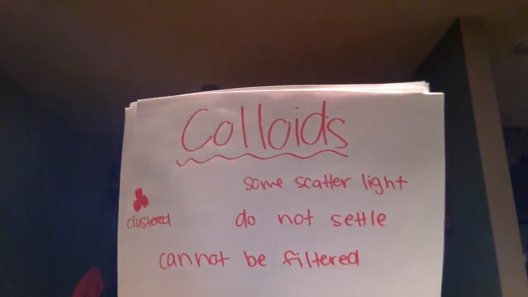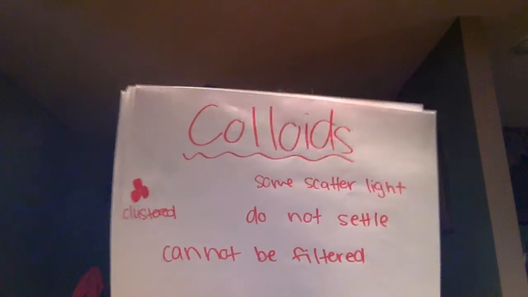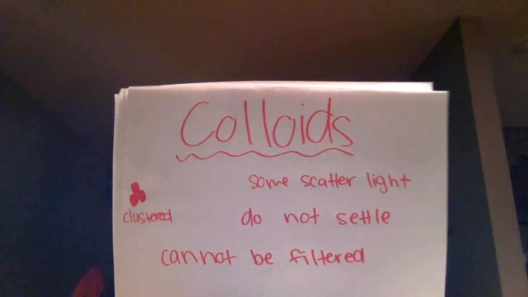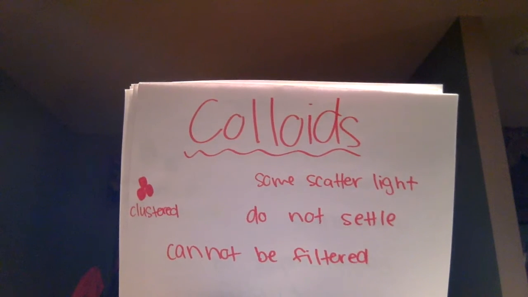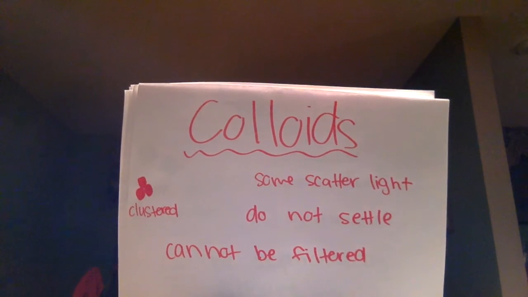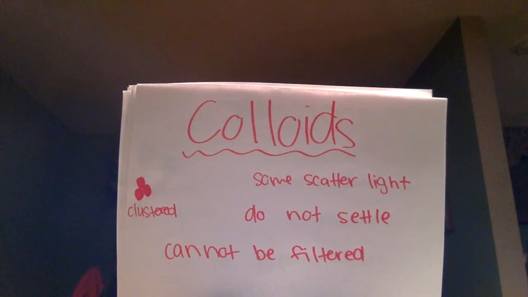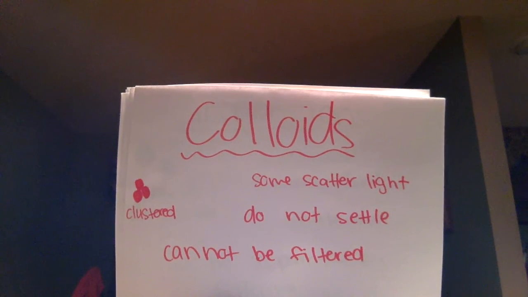Colloids are slightly larger in particle size than solutions. They are often found in clusters. Some of them do scatter light. They cannot be settled, and they cannot be separated by filtering.